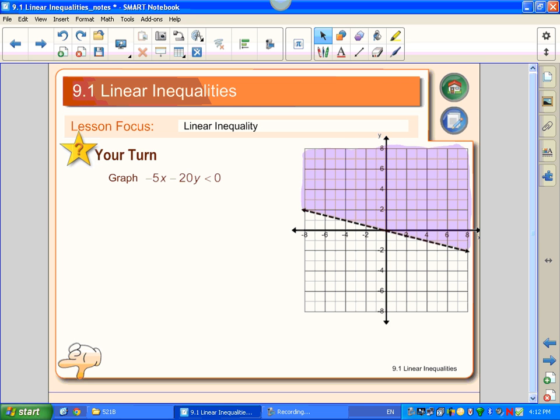When you do your shading, you should have a negative slope. This one also has a y-intercept of 0, and we're shading above the line in this particular case. So this is the greater than.